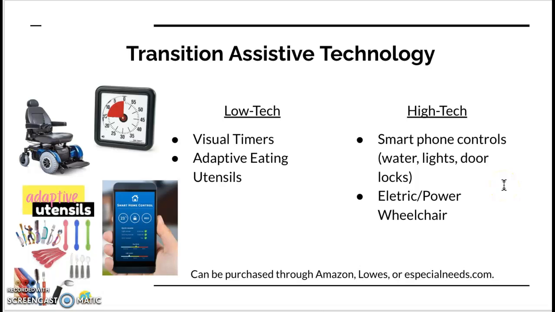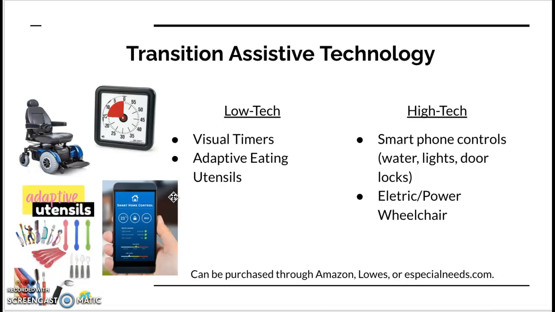For high tech, you have smartphone controls that can help a student who's an adult be able to live independently on their own by being able to control all of their things in their house through their smartphone, such as turning on water hot and cold, turning on and off lights in the house, the door lock, the AC. They have very unique smart home controls these days.